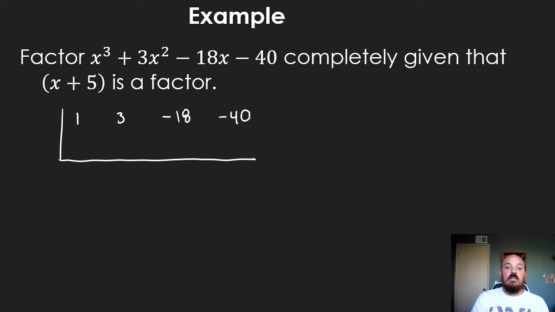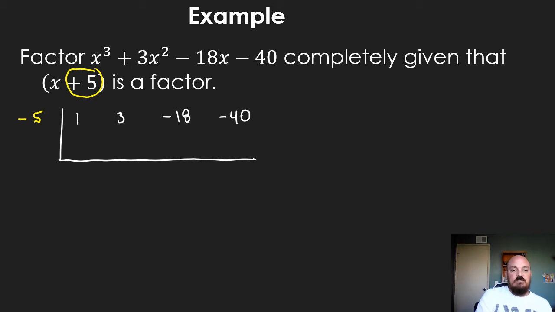Then I look here. Now what I'm dividing is x plus 5. So remember, I changed the sign here. Since it's an x plus 5, I put a minus 5 out front. All right, my question is set up. I'm going to do the synthetic division.